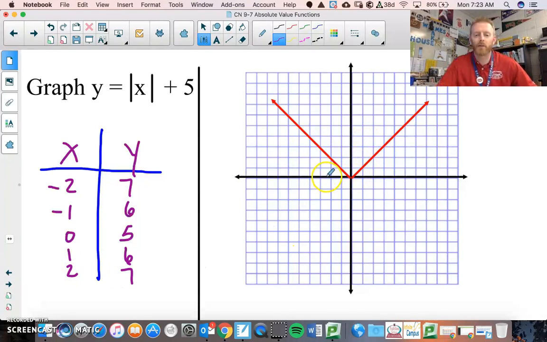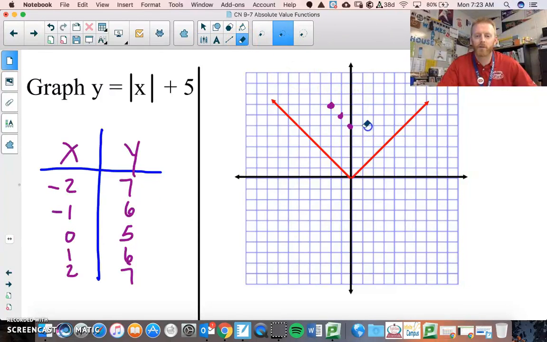So I go to the left 2 and up to 7. 1, 2, 3, 4, 5, 6, 7. Put a dot. Go to the left 1, go up to 6, 0, and then here's, oopsies, I made a wrong move there, folks. Don't tell anybody.